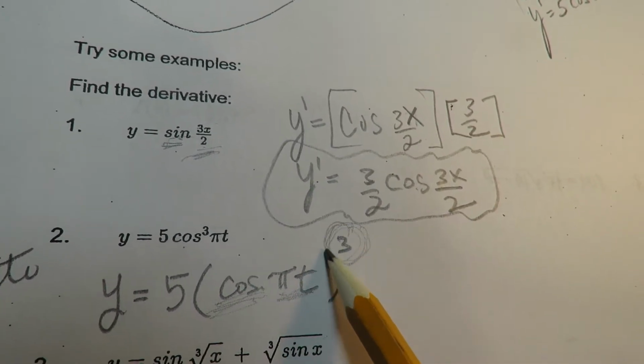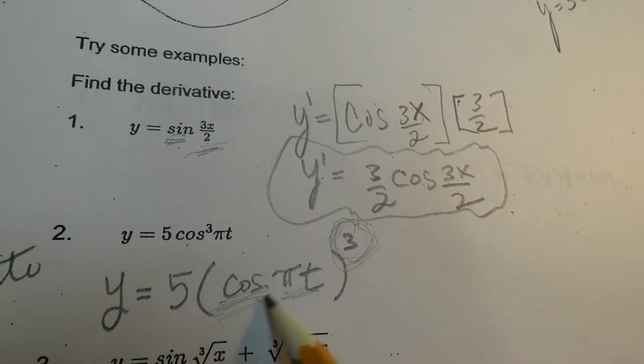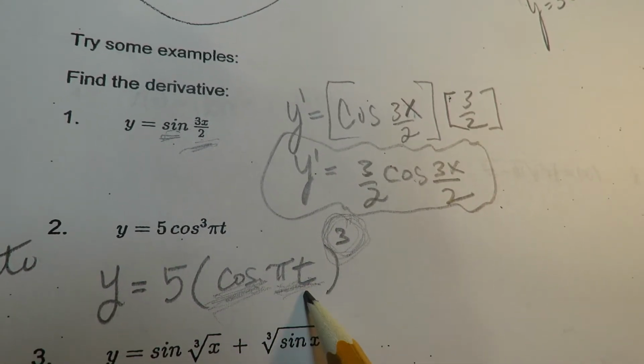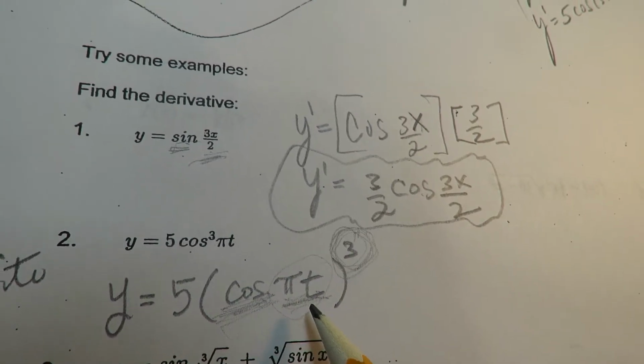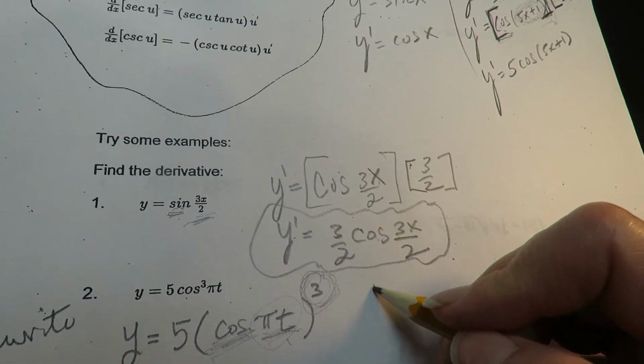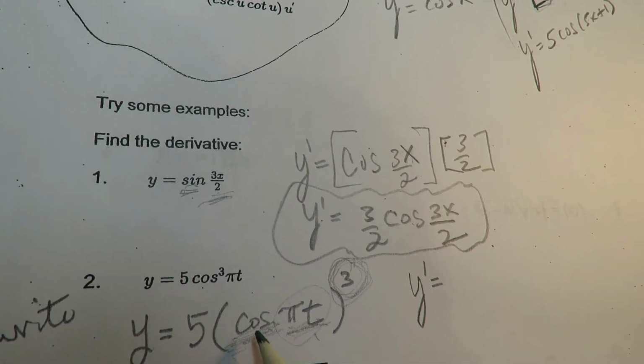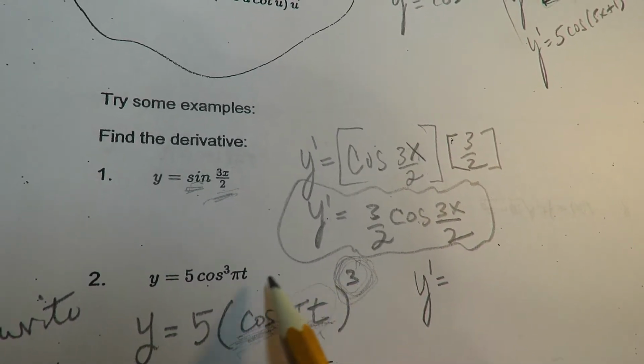All right. So the outermost layer is a 3, the middle layer is the cosine, and the inside of the Tootsie Pop is a pi t. Okay, that's the innermost layer. Now watch how we do this. You can only do one layer at a time, so be real careful when you do this. We're going to do the 3 first. So the 3 comes down in front.